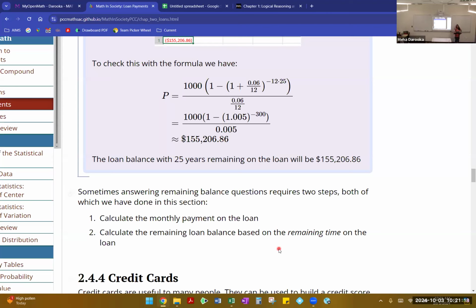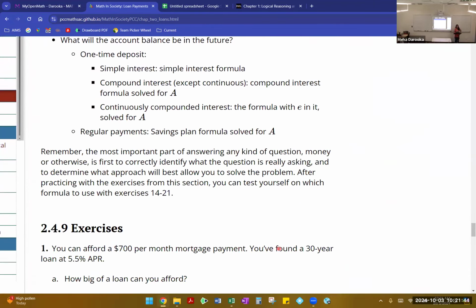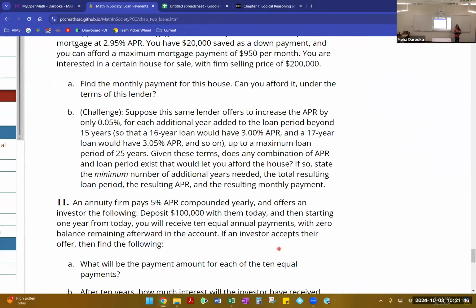So basically they're saying sometimes answering remaining balance questions can be broken into 2 steps. We start by calculating the monthly payment on the loan, and then we calculate the remaining loan balance. And remember, that's going to be based on the remaining time, right? Not the original time that you took the loan out for, but how much is going to be left if halfway through you sell that property. So let's see if we can find an example on that.